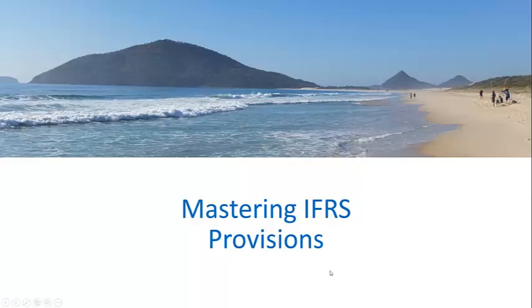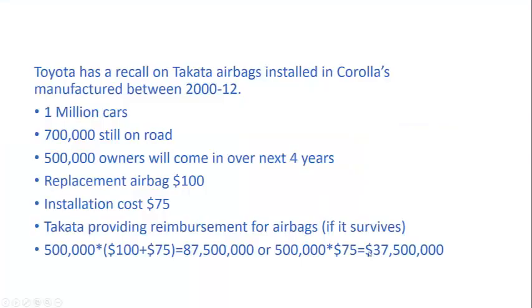Hi, what I'd like to do now is to work through a very specific example of a provision which will be recognised in accordance with IAS 37, AASB 137. The type of provision I'm talking about here is a provision for product warranty costs, and I've chosen one which has been in the media a lot over recent years.